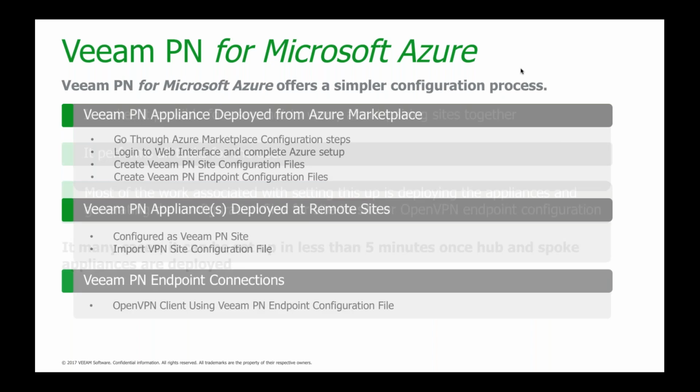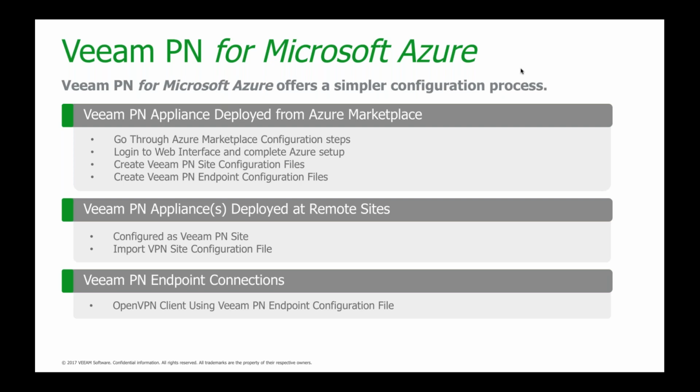In terms of what the configuration process looks like, once you've deployed the Veeam PN appliance from the Azure Marketplace or on-prem, you go through the Azure Marketplace configuration steps, and I will show you that in a few minutes. You'll log into the web interface and complete the Azure setup. You'll then create the Veeam PN site configurations for site-to-site, and if you want, you can create the Veeam PN endpoint configuration files for the point-to-site, for the end users.